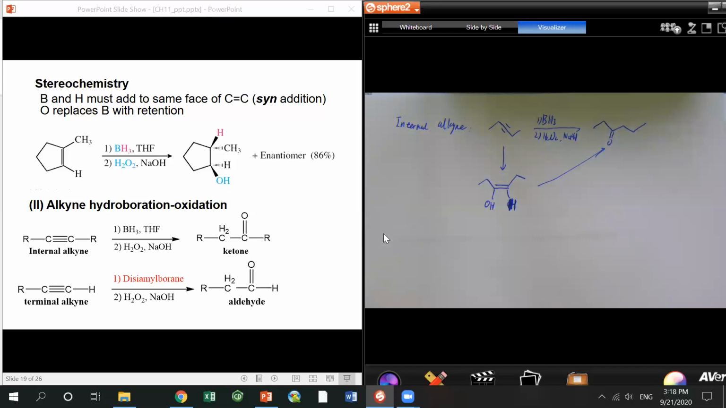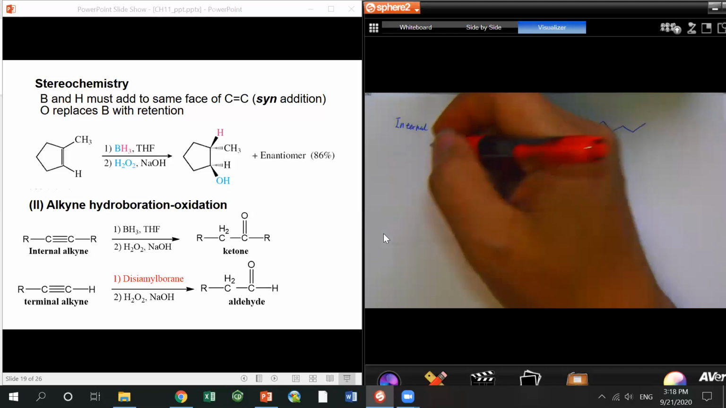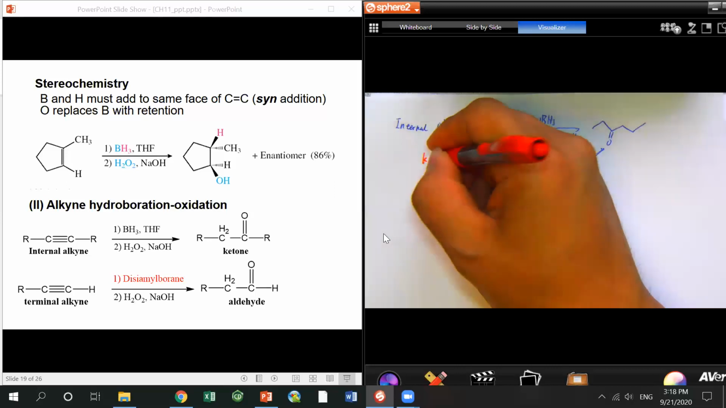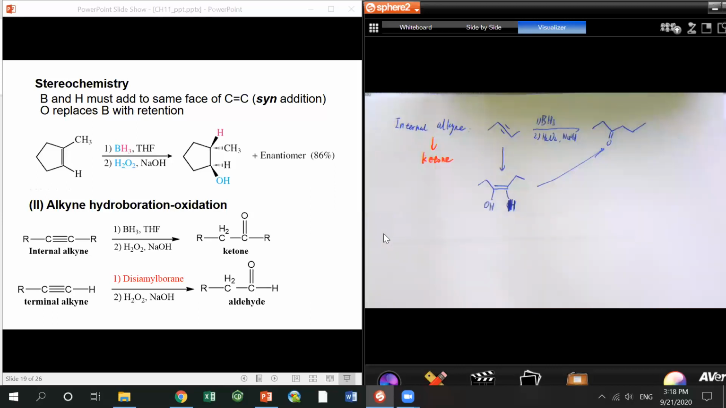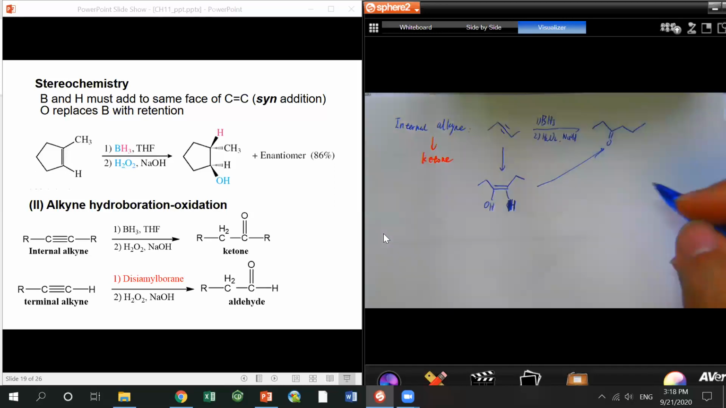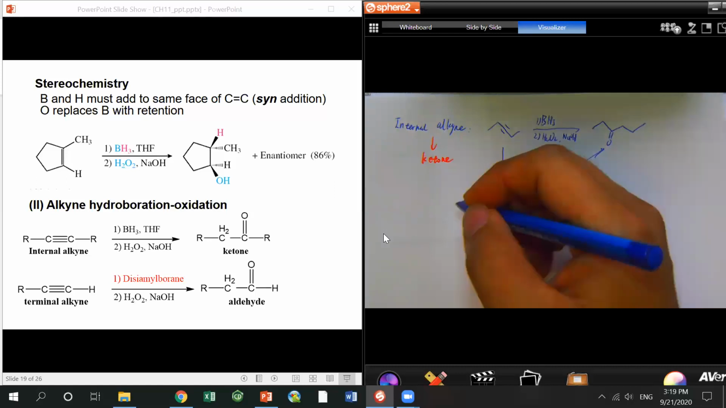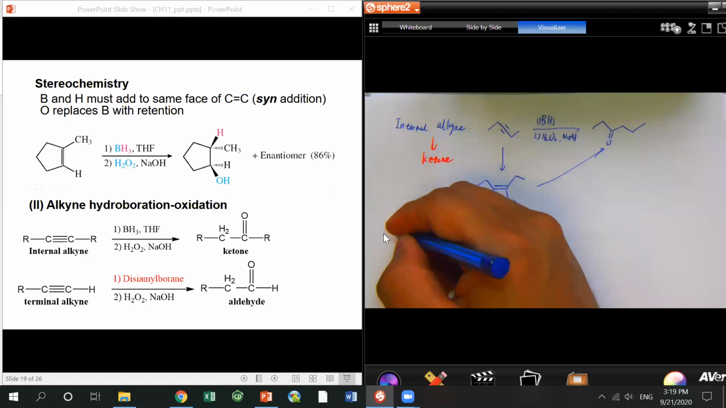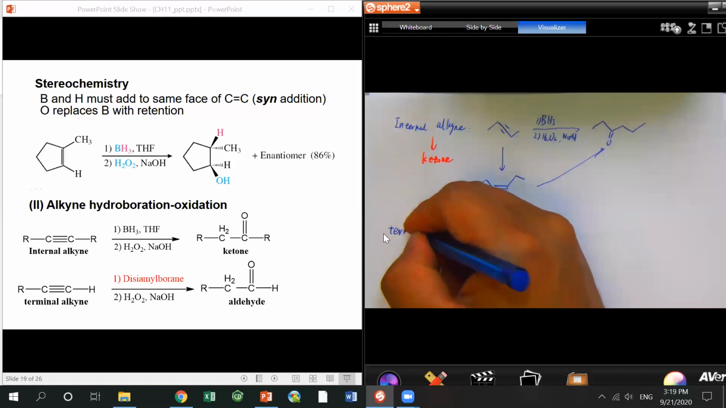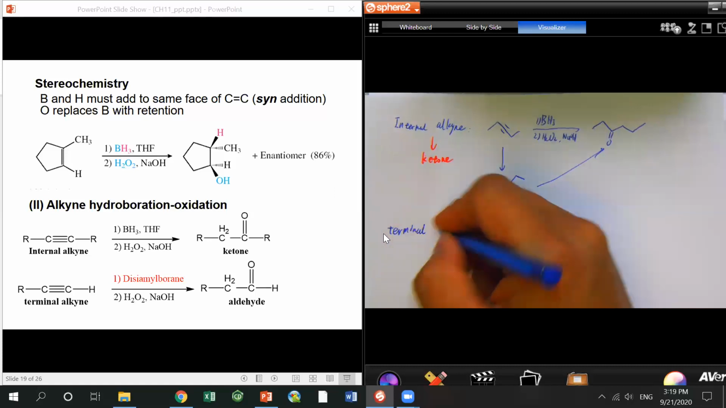So remember how to draw the product here. That's the internal alkyne. For an internal alkyne, if you use the hydroboration-oxidation reaction, it gives a ketone. And for the terminal alkyne, remember the oxymercuration reaction also gives a ketone. But for the hydroboration-oxidation reaction, you give a different compound, an aldehyde.